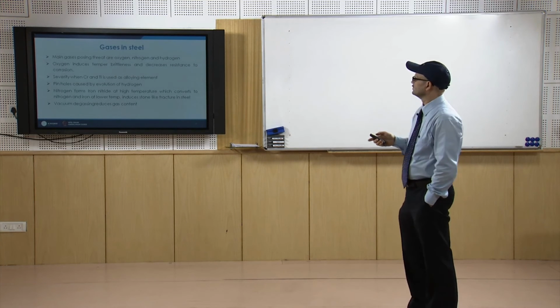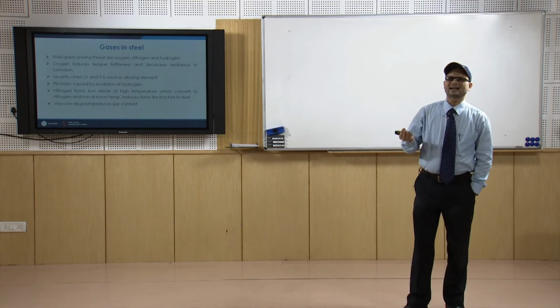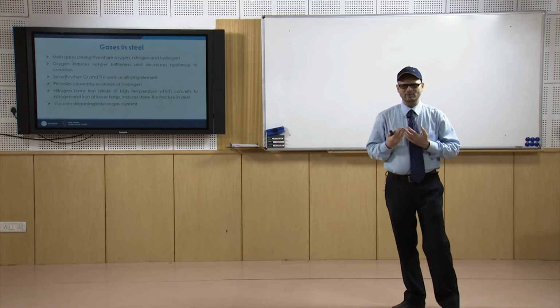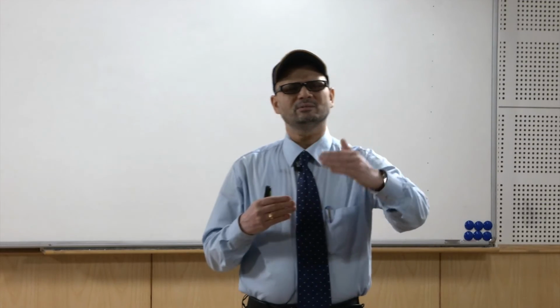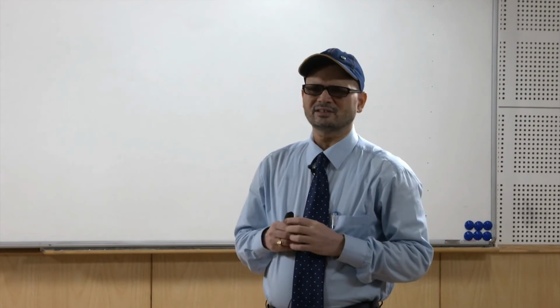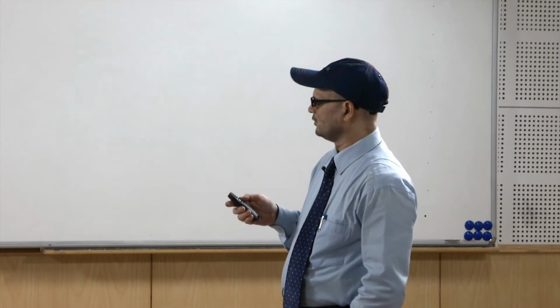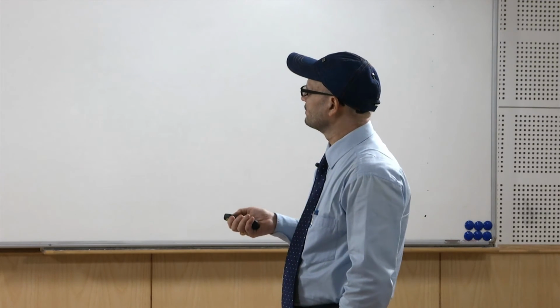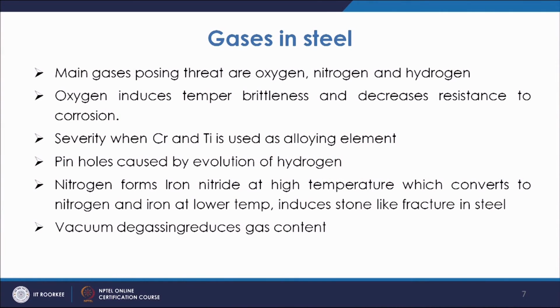Gases in the steel. As we have understood, gases in the steel pose a lot of problems. They form oxidized products, they are detrimental. Mainly the gases which are posing the threat are oxygen, nitrogen and hydrogen. Oxygen basically induces temper brittleness and decreases resistance to corrosion.